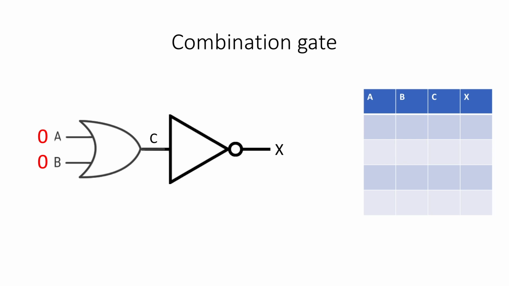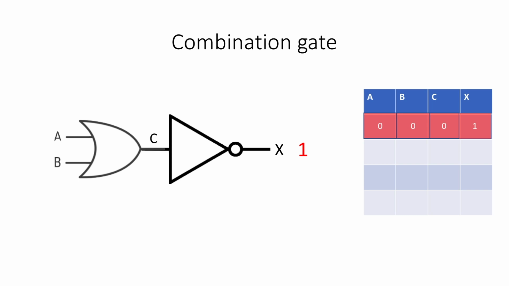If A is 0 and B is 0, going into the OR gate, the result the OR gate normally produces is 0. A is 0, B is 0, therefore C would be 0. So C goes straight through the NOT gate. Now obviously if 0 goes in, the opposite of 0 is 1. So therefore X should produce 1. There you go, you got 1.